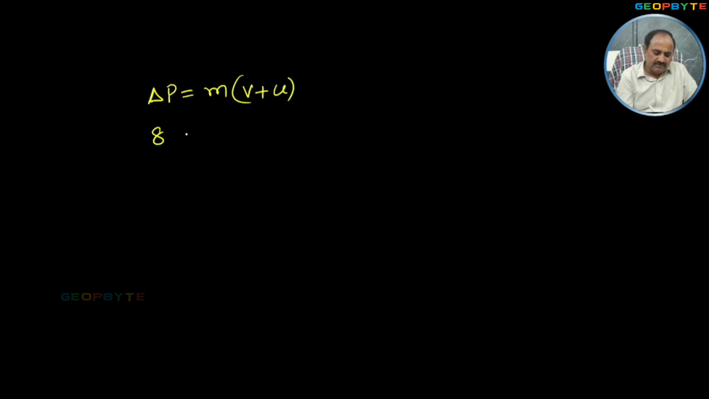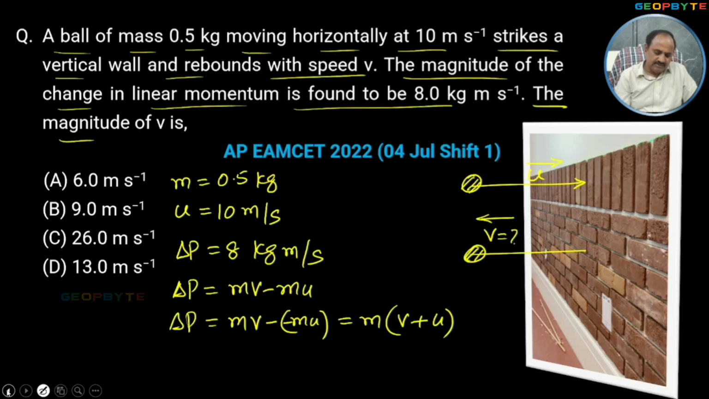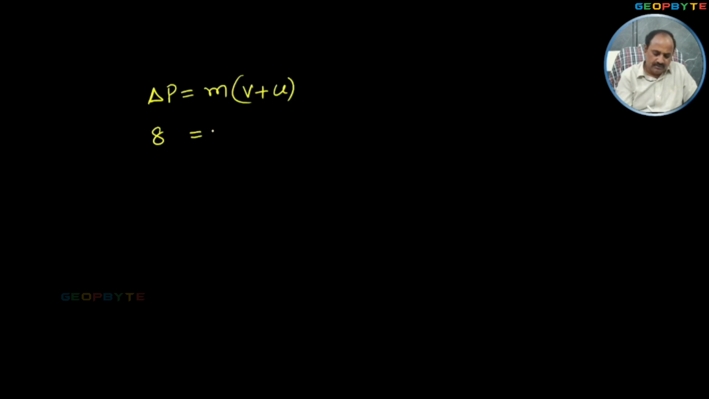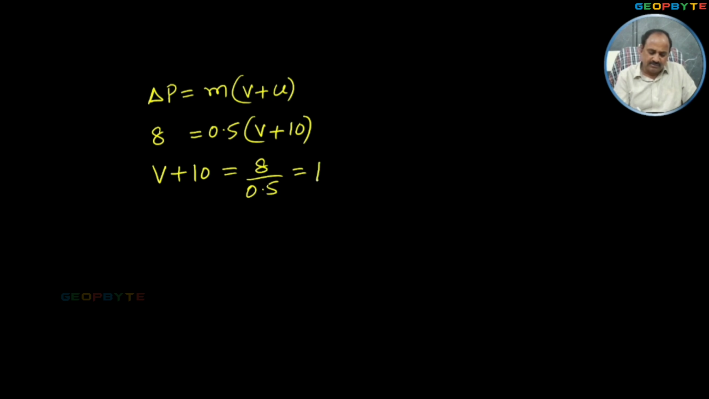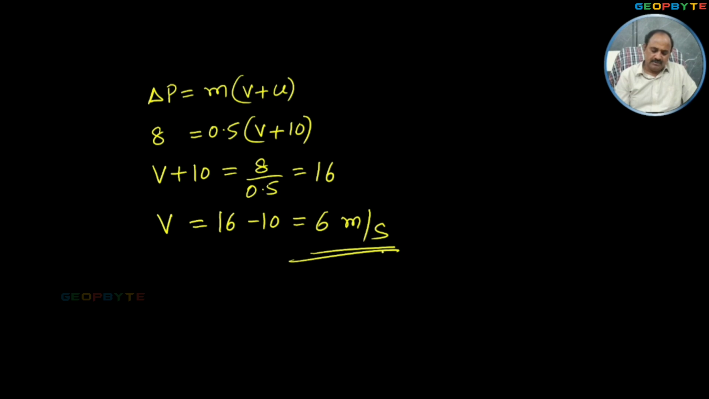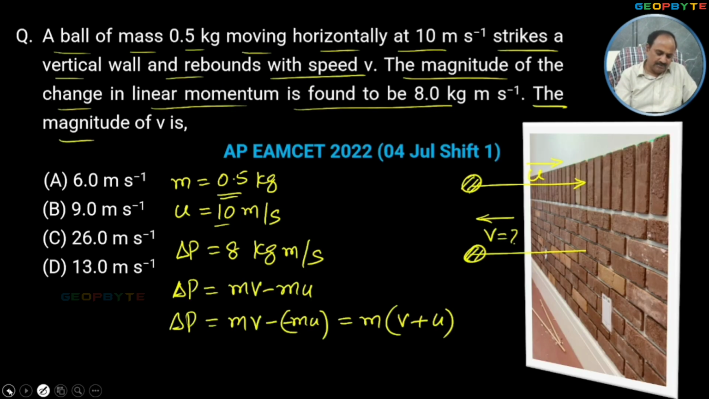Here change in momentum is given 8, mass is given 0.5 and initial velocity 10. Here it is mass 0.5 into v plus initial velocity 10. Then v plus 10 equal to 8 by 0.5 equal to 16. Then v equal to 16 minus 10 is equal to 6 meter per second. That is the rebouncing velocity, 6 meter per second.